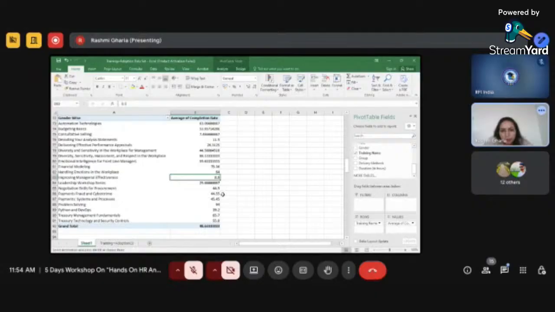Other than this, decoding your analysis statements. This is another training program where you can see 7.9%, right? Then if we see the leadership workshop series, again the completion rate is 29%. Python and DevOps, this is again 39.2%. So there are a few training programs for which the completion rate is very, very low.